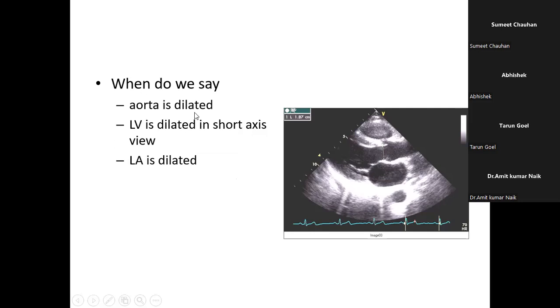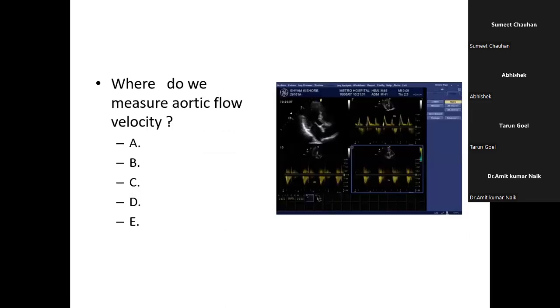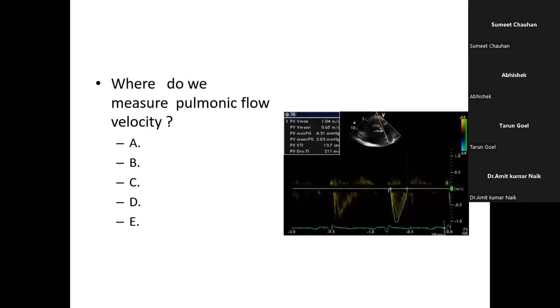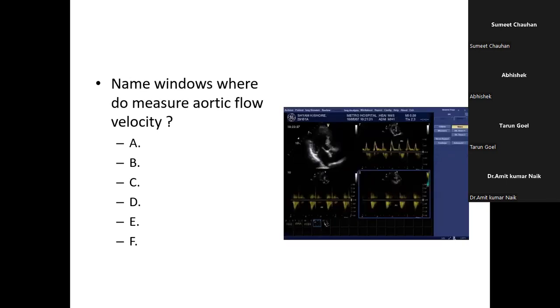When do you say the aorta is dilated? More than 2 centimeters, 1.9 to 2 centimeters. What is the normal dimension of aorta? 1.9 to 2 centimeters. Anything more than 26 millimeters or 2.6 centimeters. Last question for you, Neha. Name the windows where we measure aortic flow velocities.